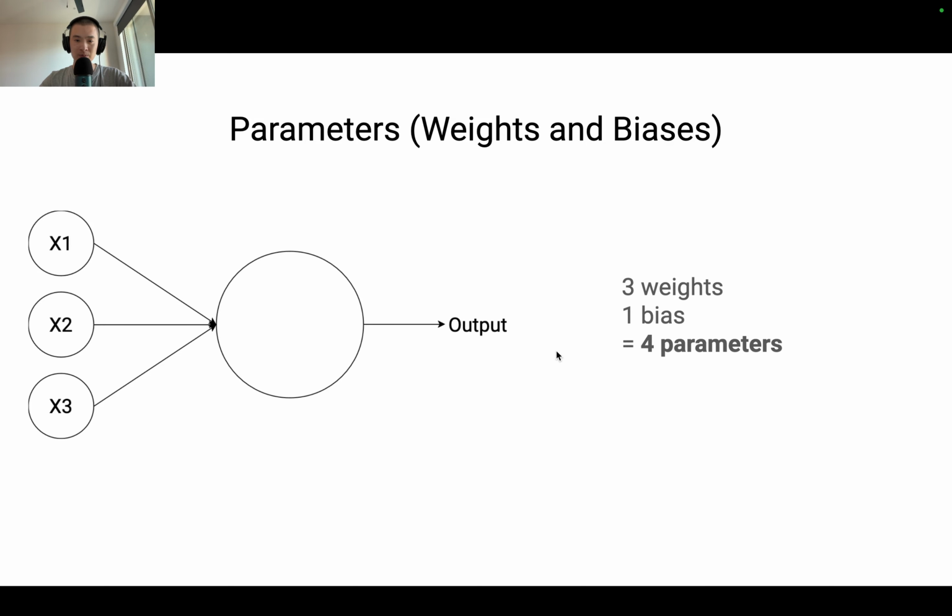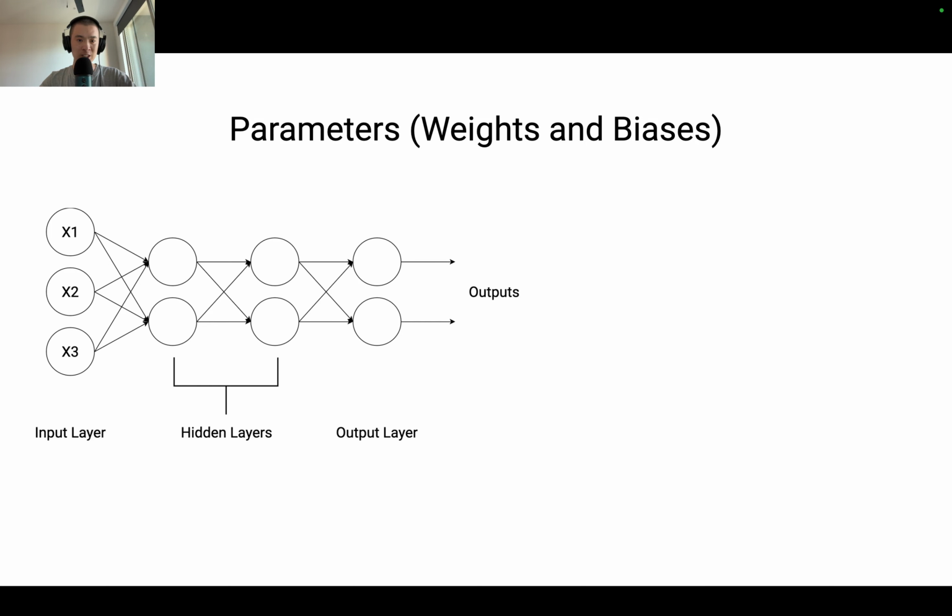What about this network? How many parameters? Feel free to pause the video and take your best guess, or do the math yourself. The answer is 20 parameters because we have 14 weights. If you want, you can just count these arrows, which should be 14. Actually, never mind. Let's just do the math.